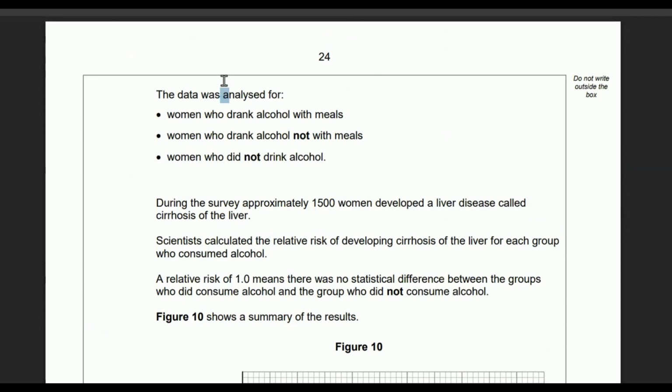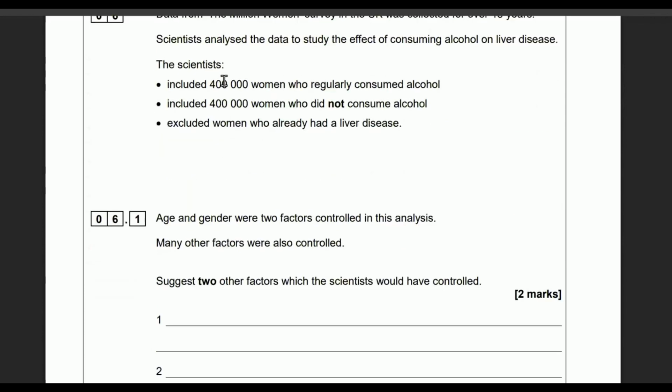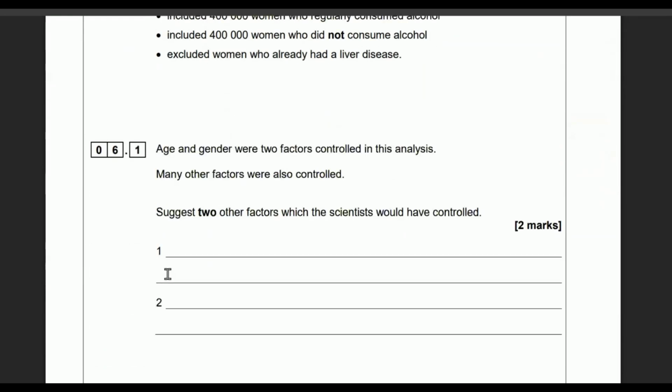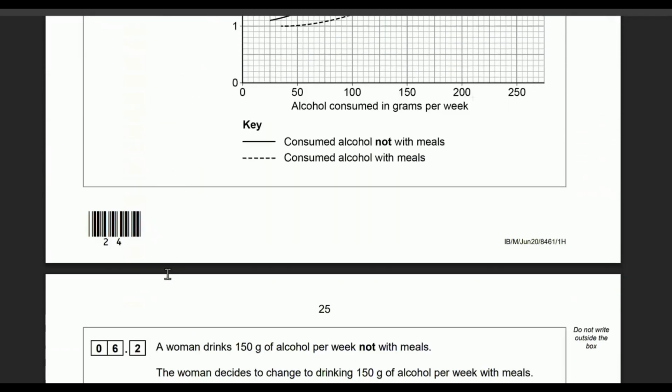Hold on, I've not even looked at the method. The method's up here somewhere. Here we go, folks. Scientists analyzed the data to the effect of... Oh, it was collected over 15 years. That's pretty good, isn't it? They've done the study over 15 years, so the data is very reliable. Also, 400,000 women they used, a total of 800,000. So they used a really large sample. That is really good. And they didn't let anyone who's already got liver disease take part. So I think these are the things that make the results valid. And they controlled for age and gender. We can say that as well.